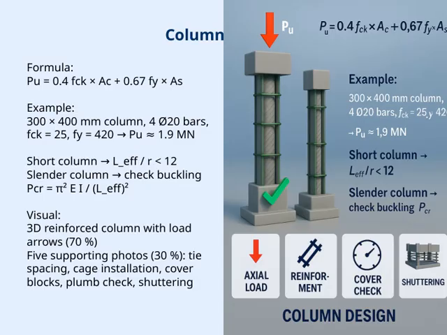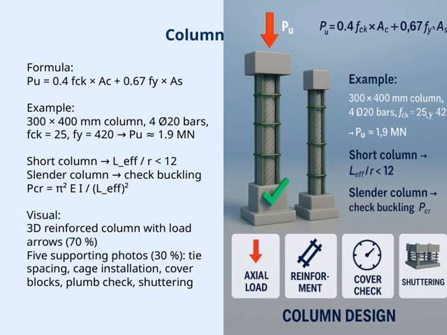The key formula here is Pu equals 0.4 times fck times Ac, plus 0.67 times phi times As. This helps us determine the axial load capacity of the column. For example, if we consider a 300 by 400 millimeter column with 4 20 millimeter diameter bars, and assuming a concrete strength fck of 25 MPa and steel yield strength phi of 420 MPa, we get an approximate axial load capacity of about 1.9 meganewtons.